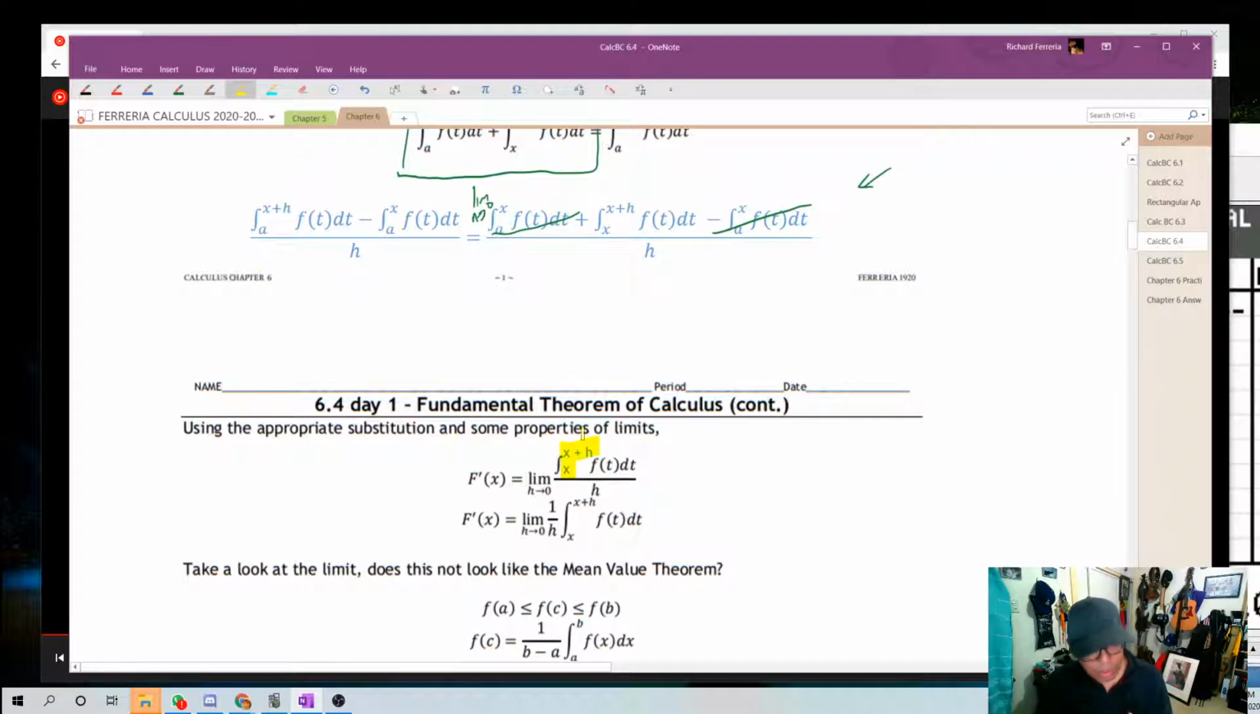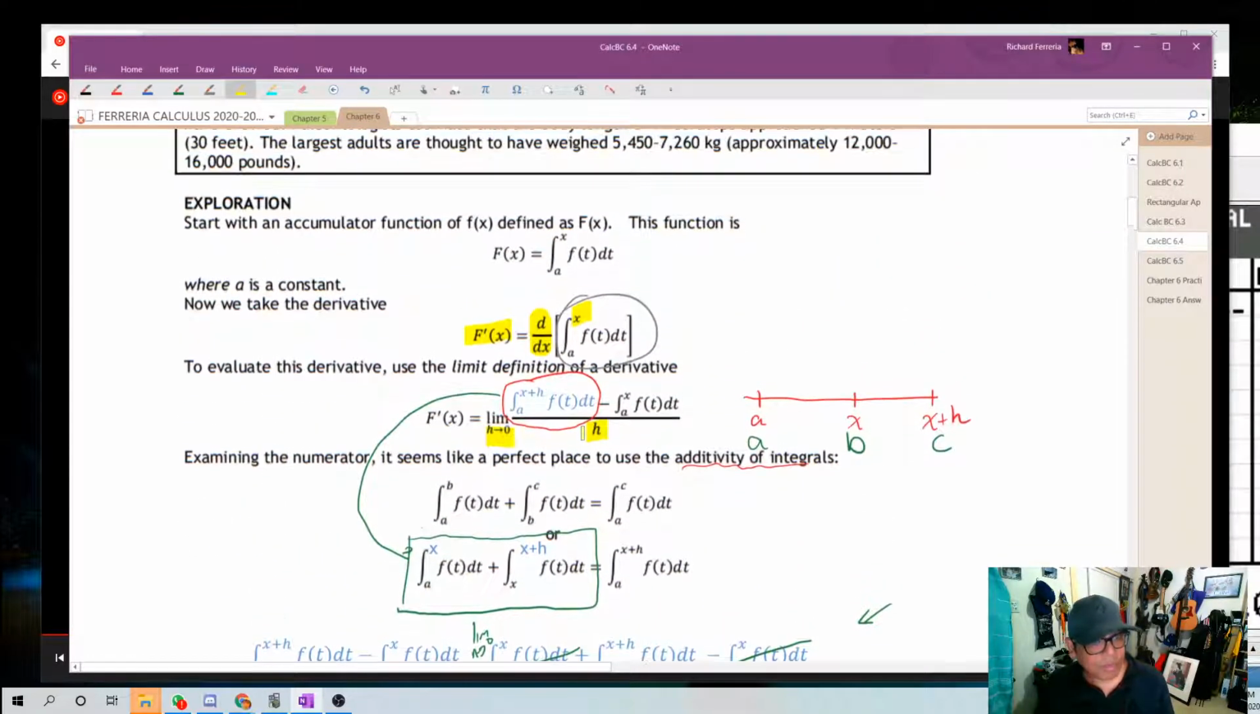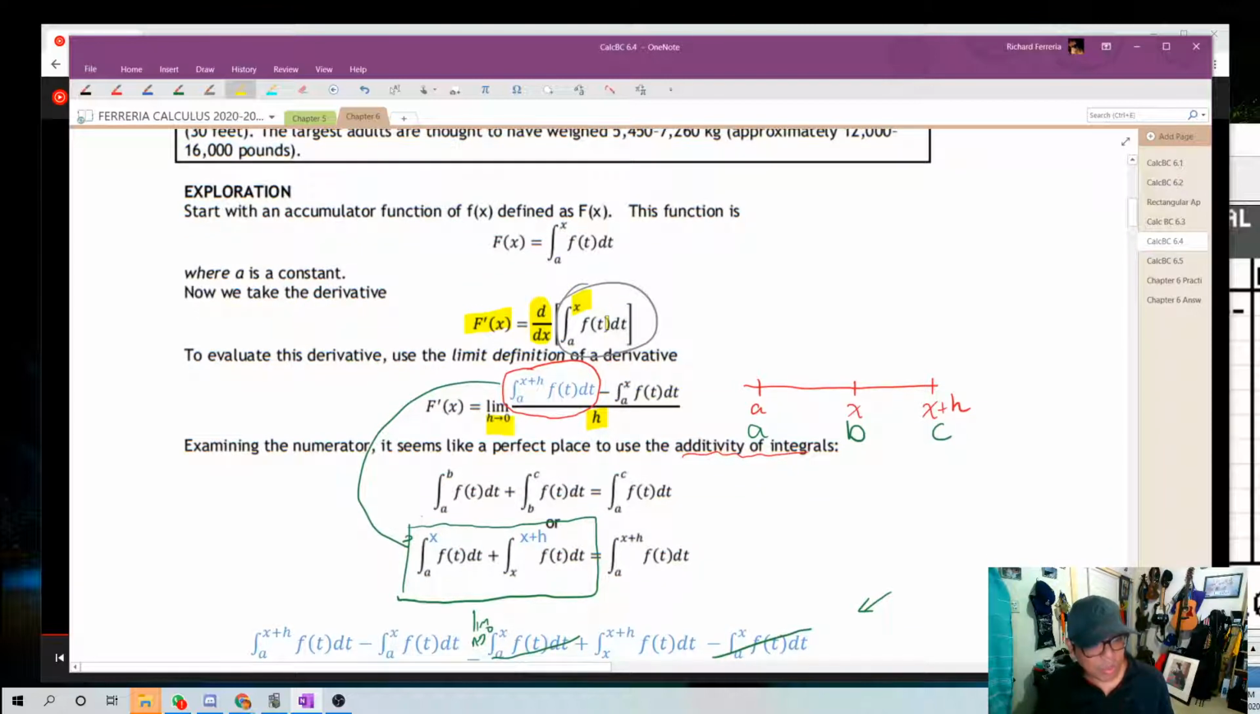So let's carry you through that one more time. We've got F of x equals this accumulator function, so F prime of x equals the derivative of the accumulator function. And if I take the derivative of the accumulator function, I can then turn it into the limit definition of the derivative. So F prime is equal to the limit definition of the derivative.